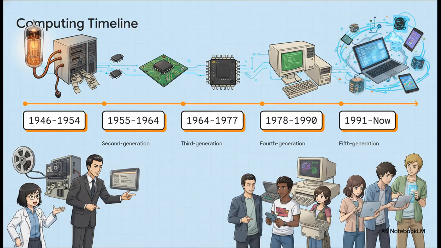We kick off with the first generation in 1946. The second gen hits about a decade later in 1955. The third gen pushes us to 64. The fourth gen really takes over in 78. And finally, the fifth generation runs from 1991 all the way to the present day.